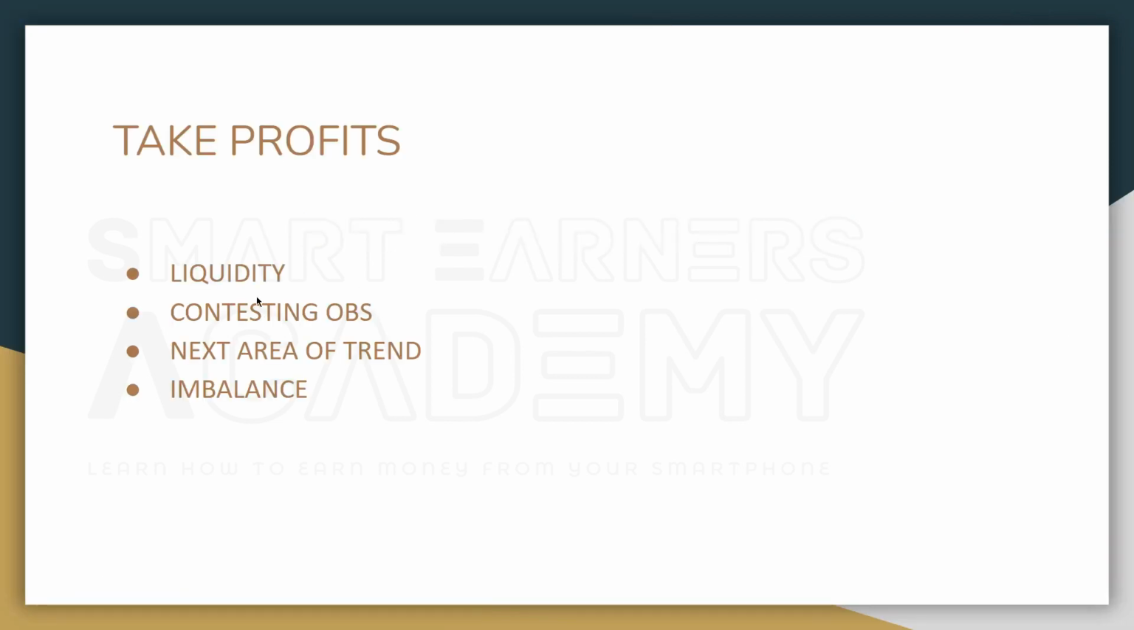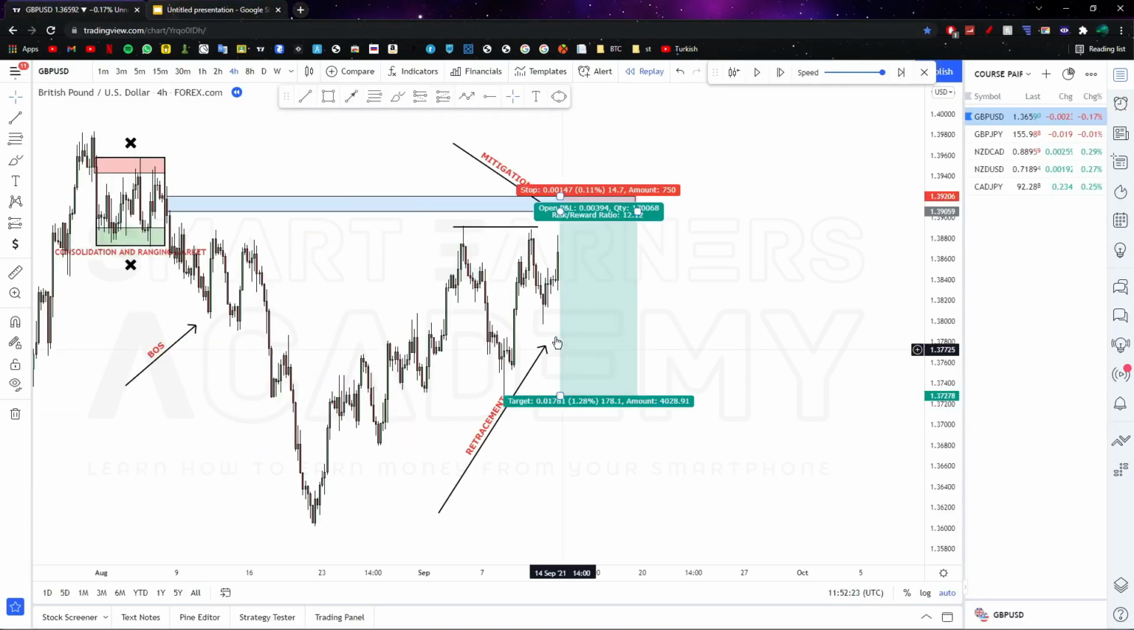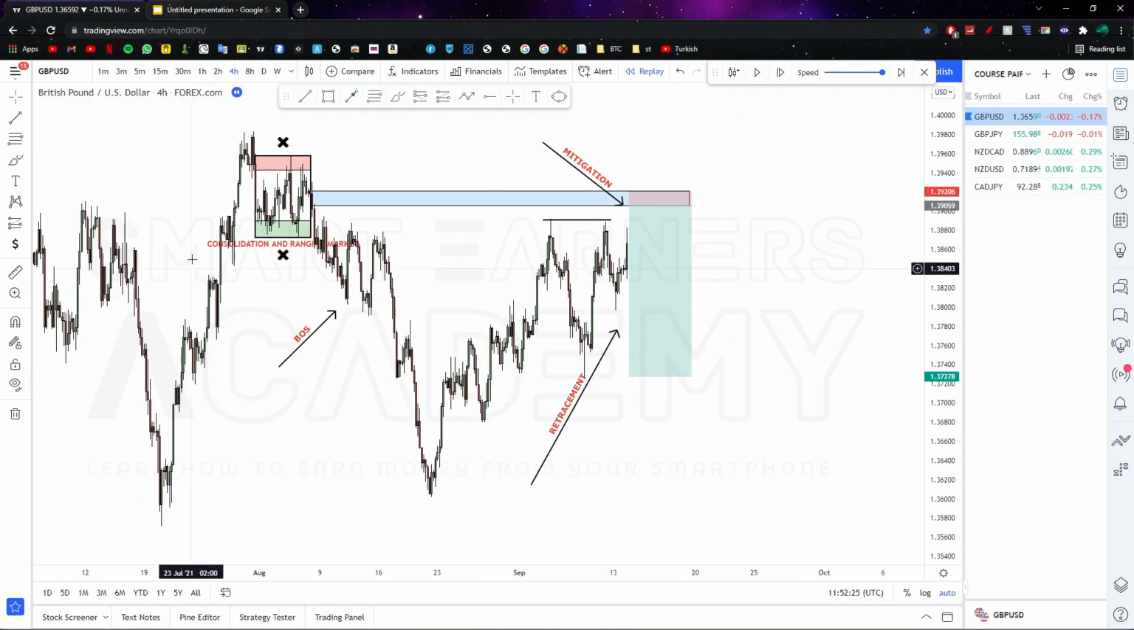Now, take profits. These are the 4 areas I would recommend always putting your take profits at, right? It can be one of these areas: areas of liquidity, contesting order blocks, next areas of trend, and imbalances, right? And now we're going to go through each and every single one of these with this example that we were previously using with the price cycle.